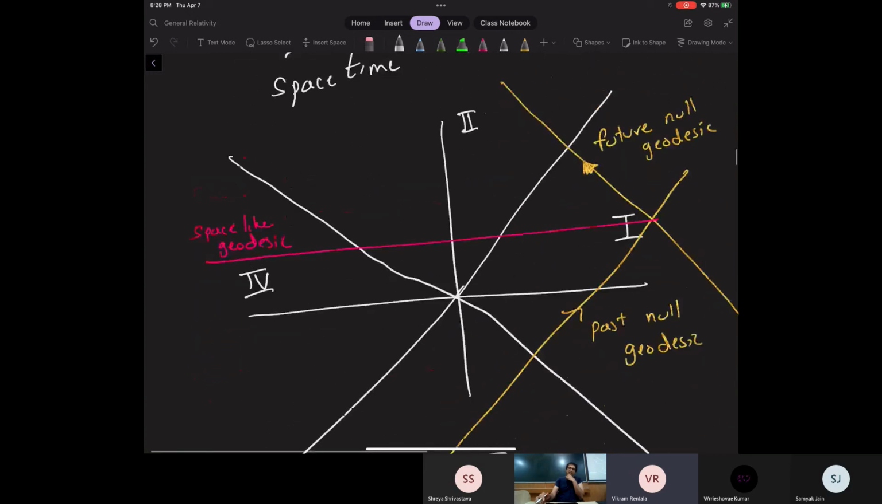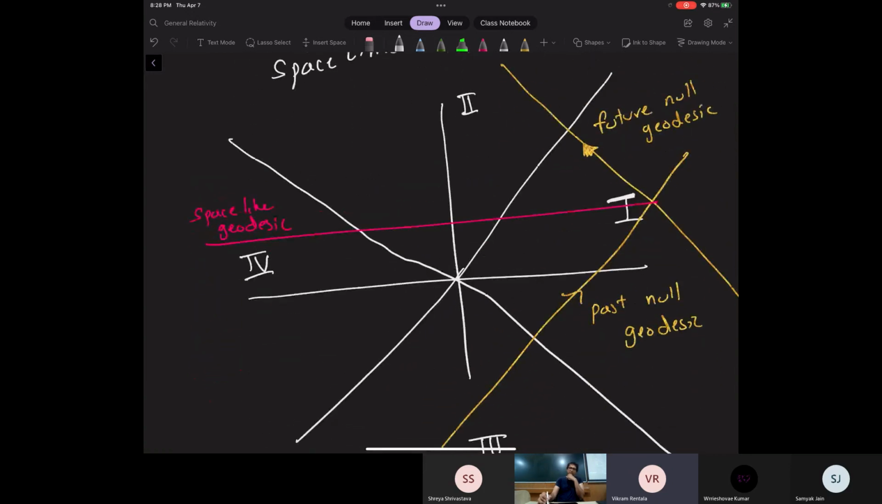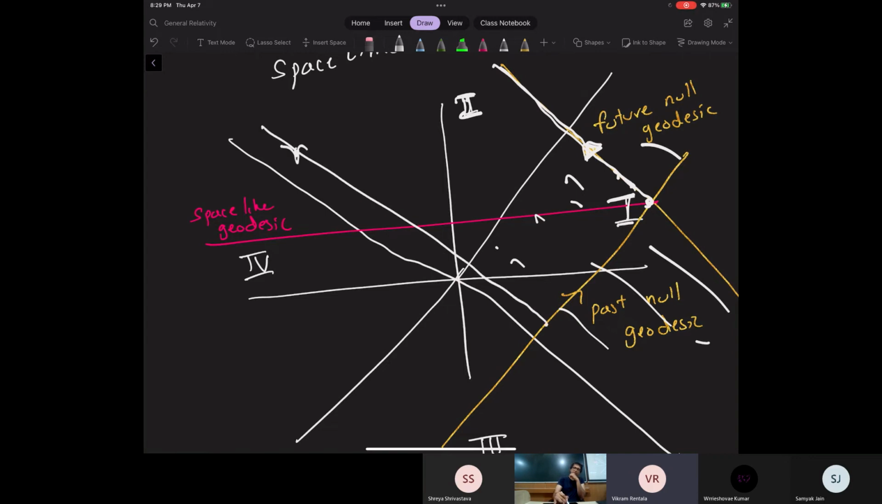Now what you can do is, if your Rindler patch is, let's say, this region 1, which is this region here, and if I start with some point here and follow a future null geodesic, that is a null geodesic where the tangent vector is a null vector, then I would discover this region. This is region 2. Okay, so any null geodesic will at most take me to region 2.